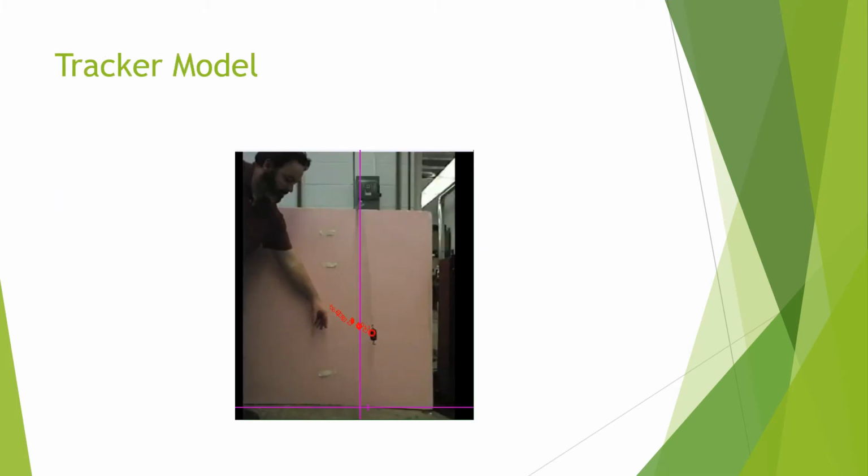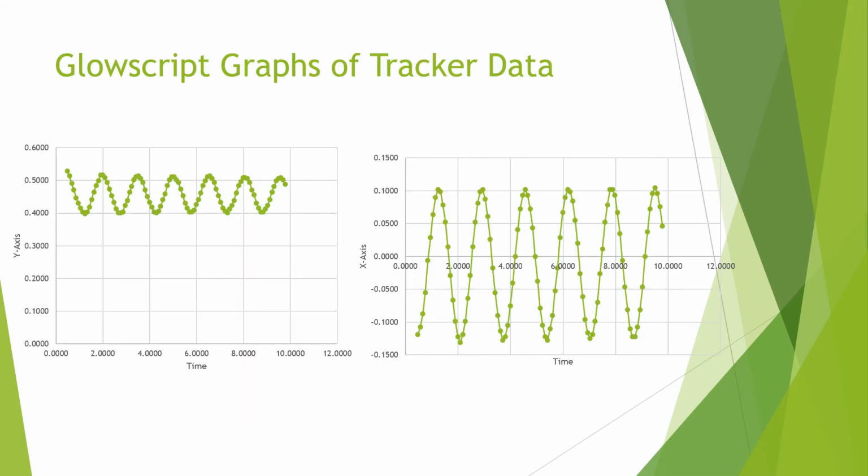Here is the video of the object spinning around, oscillating around, and here was the data collected from that graph. So we see that it is oscillating up and down along the y-axis, and then also on the x-axis.